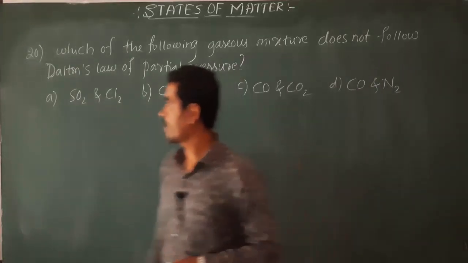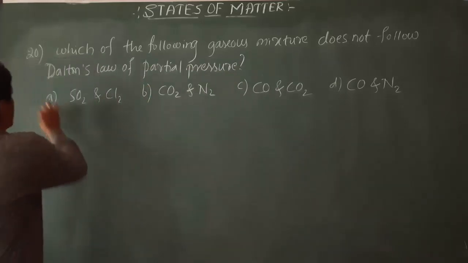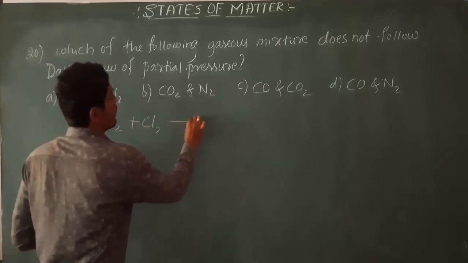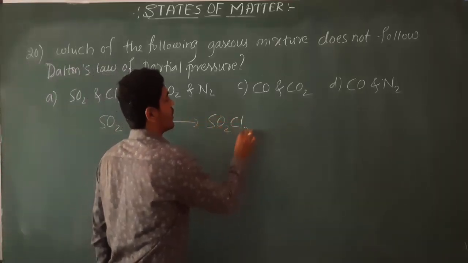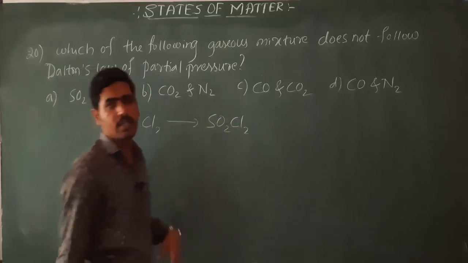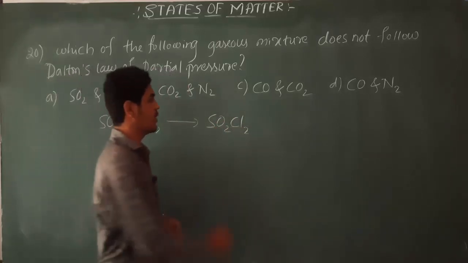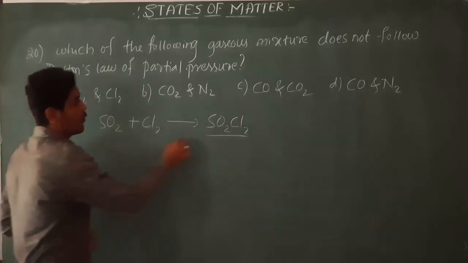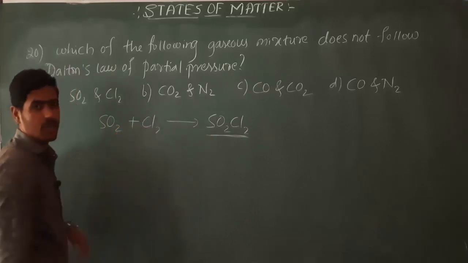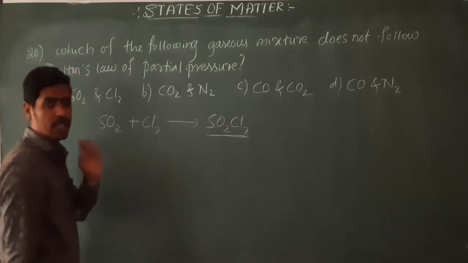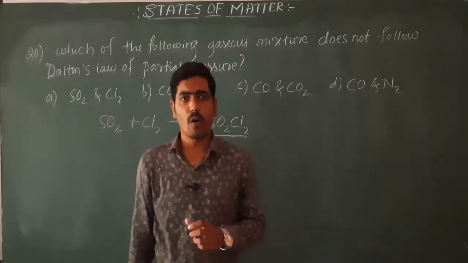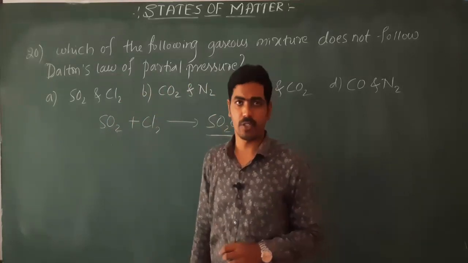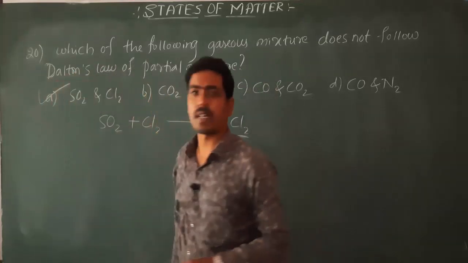Among these 4, if you observe the option A, SO2 and Cl2, they will combine to form SO2Cl2. That you may have learnt in p block elements. This reaction will come there. So SO2Cl2 will be formed when they are mixed with each other, and hence this option A consists of a reacting mixture and hence does not obey Dalton's law of partial pressure. So option A is the right answer.